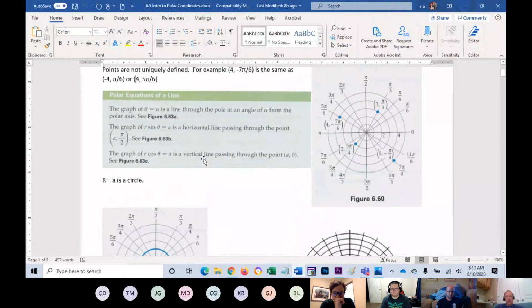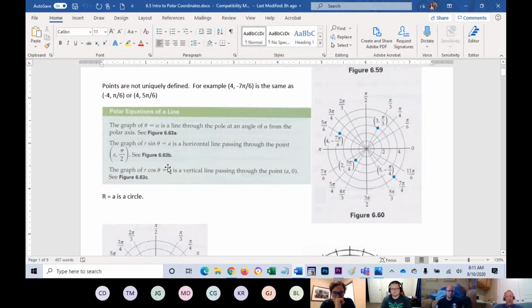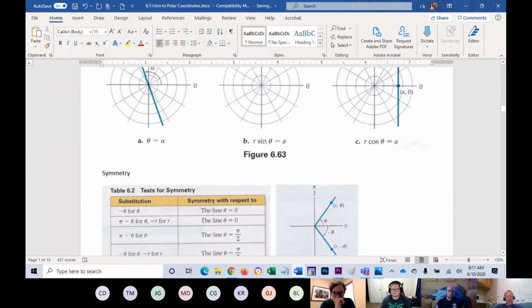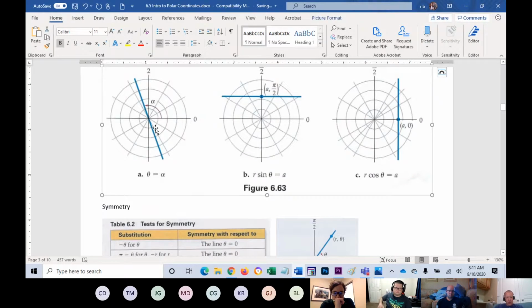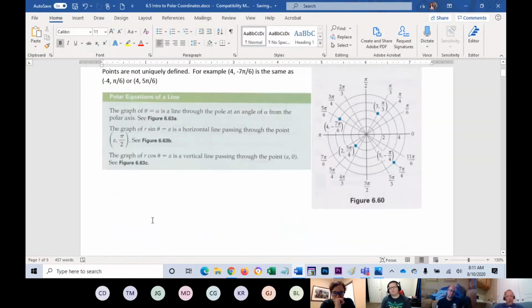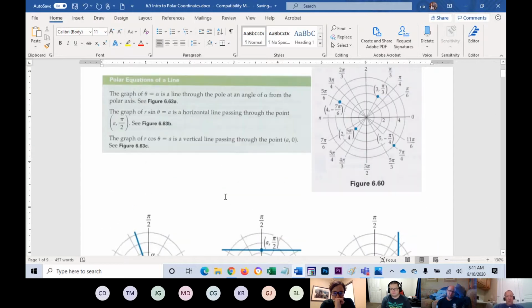I've got some more things here in a minute. The graph r equals sine of A. You know what? I'm going to change my notes around because I put this really in the wrong spot. Right here. Okay.